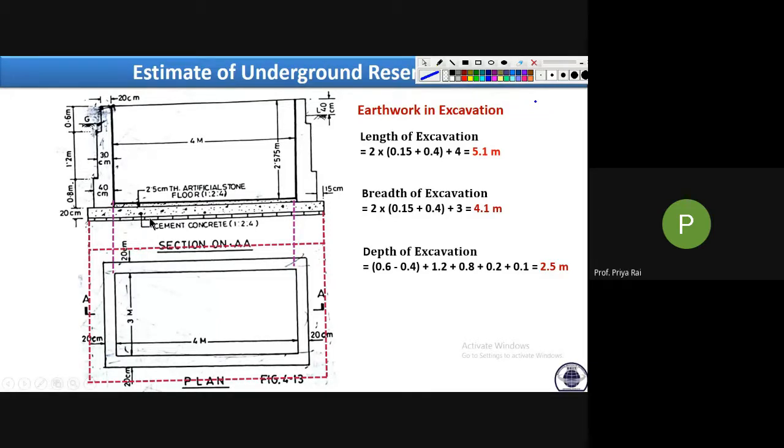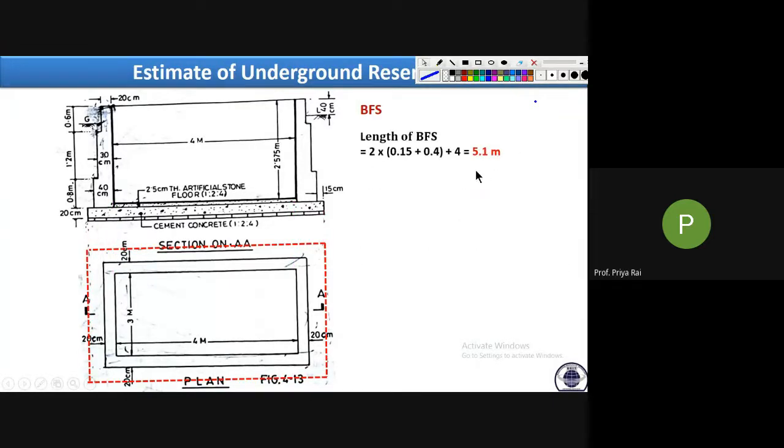flat soling. Okay, so the area will be what? This much area we have excavated, so over that area only we are placing this BFS. So the area will be same, whatever is the earthwork excavation area, same area will be for the BFS also. That means your length will also be same for BFS. See, 5.1. Okay, this is the area of excavation.